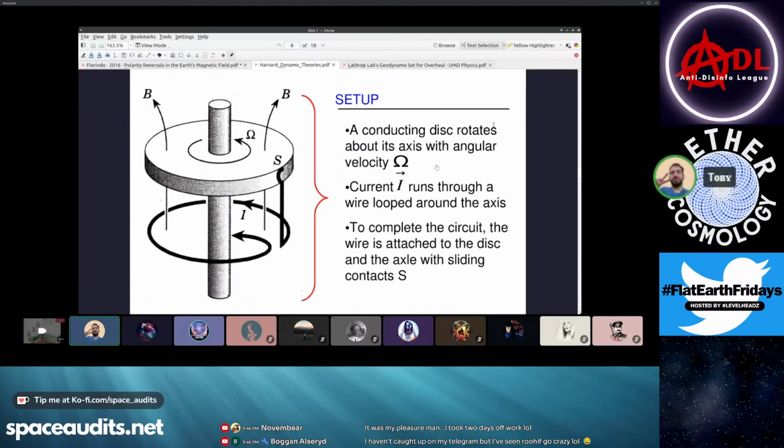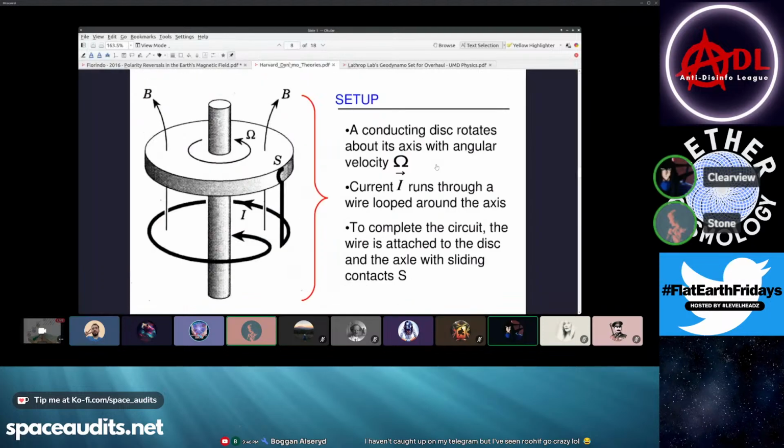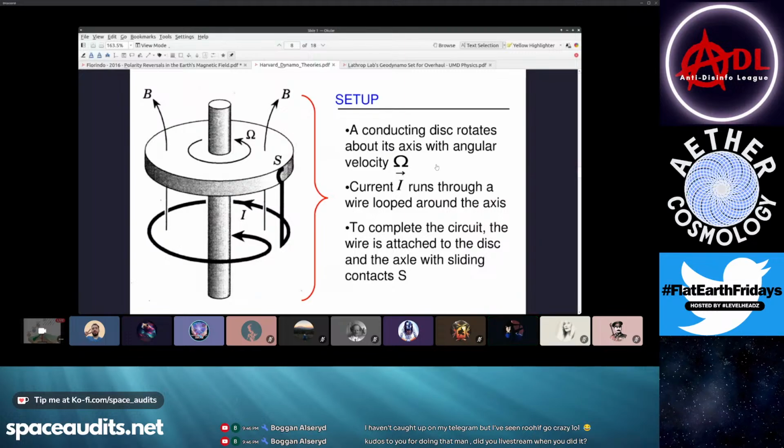A conducting disk rotates about its axis with angular velocity omega. Current I runs through a wire looped around the axis. To complete the circuit, the wire is attached to the disk and the axle with sliding contacts S. Where is the disc voltage coming from?